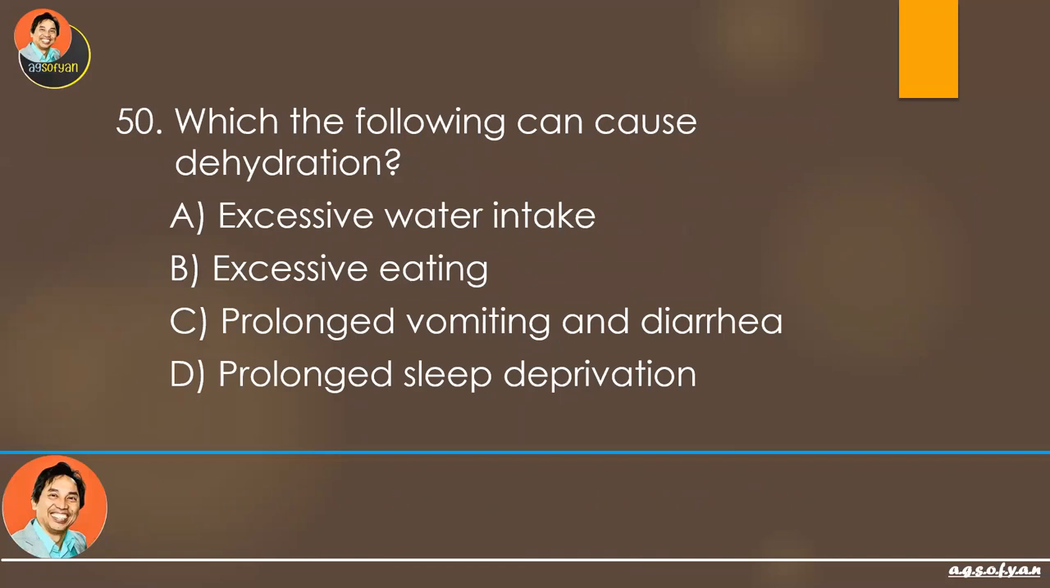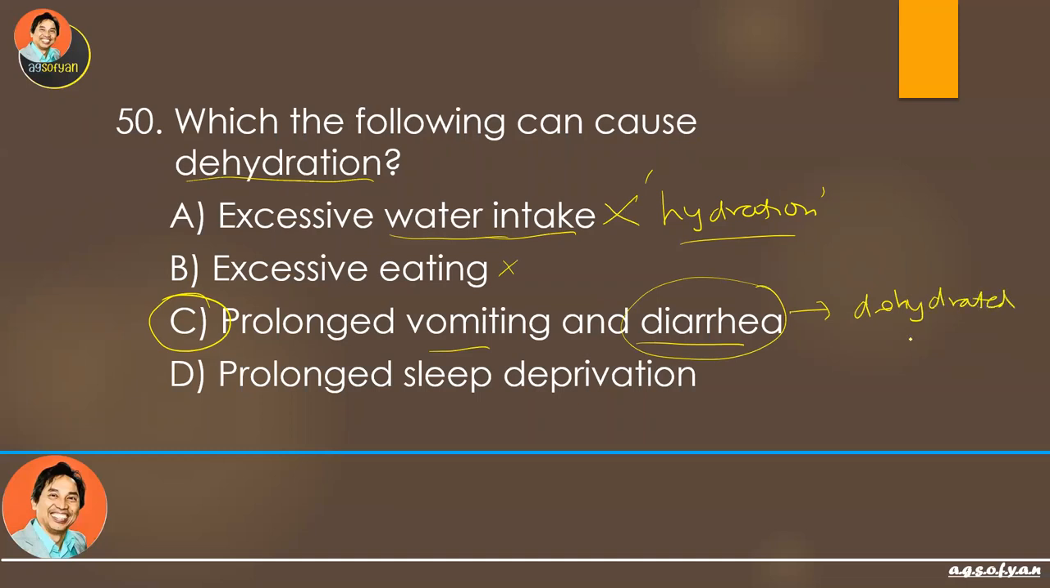Which of the following can cause dehydration? Dehydration, which is water in our body is gone. So excessive water intake, it is not, because water intake will cause hydration. Our body becomes hydrated. So this is the opposite. Excessive eating is not really causing the dehydration. Prolonged vomiting and diarrhea. Yes, that should be the cause of dehydration. If someone has diarrhea, sometimes they become dehydrated. And most of the time, it is really dangerous if they are unable to stop this diarrhea. A lot of water will be lost from our body and our body becomes very, very dehydrated. It becomes fatal.